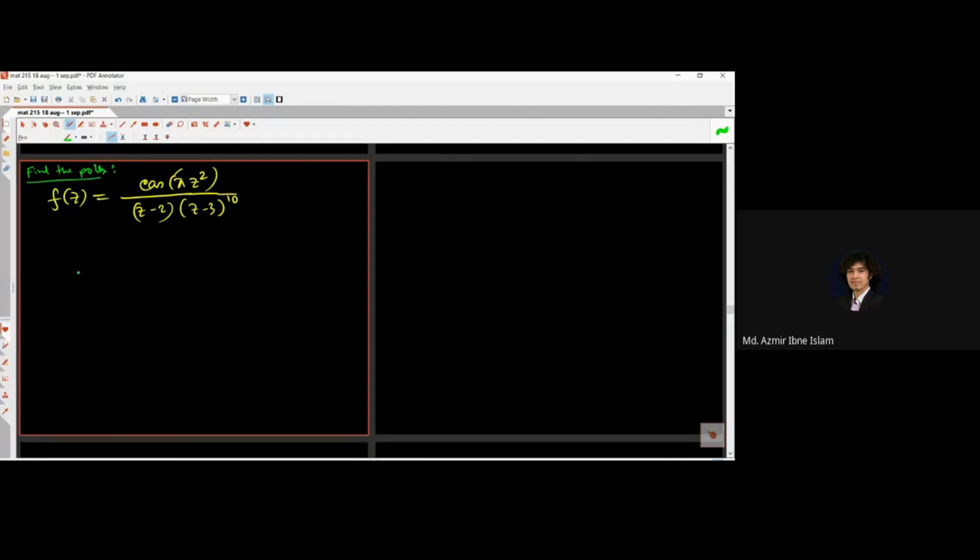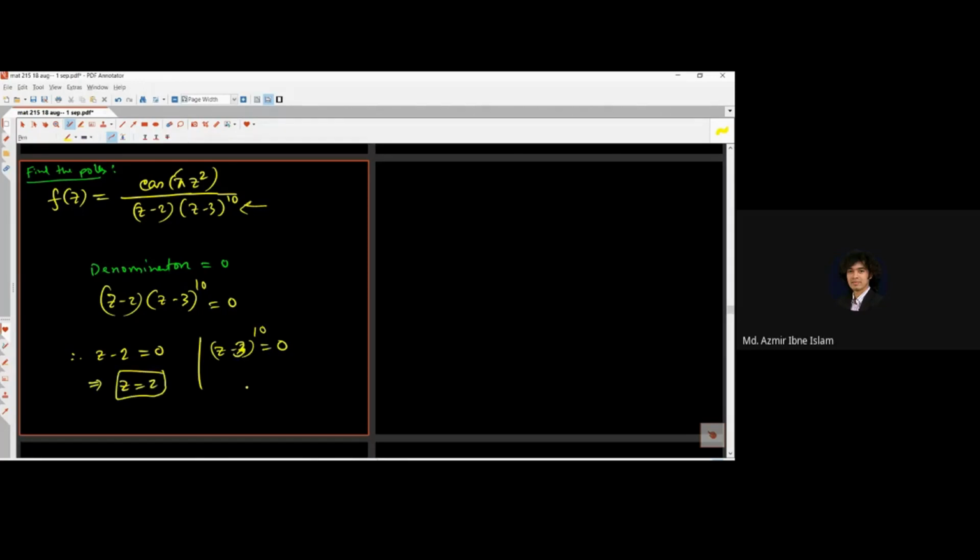So for this, what we have to do? The formula is denominator is equal to 0. That means in denominator portion, we have this one. So z negative 2, z negative 3 power 10 equal to 0. So you know that it will be separately z negative 2 equal to 0 and z negative 3 power 10 equal to 0. So from here we are getting z equal to 2, and if we simplify this one, it will be z negative 3 equal to 0. The power 10 is not taken. That means if we simplify, we will get z negative 3 equal to 0, and finally z equal to 3.